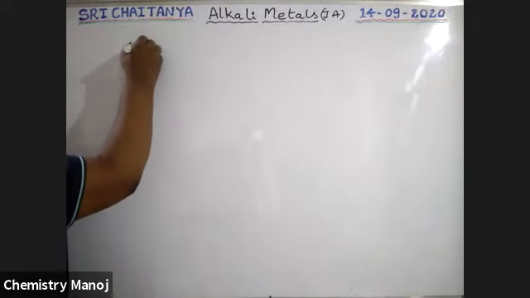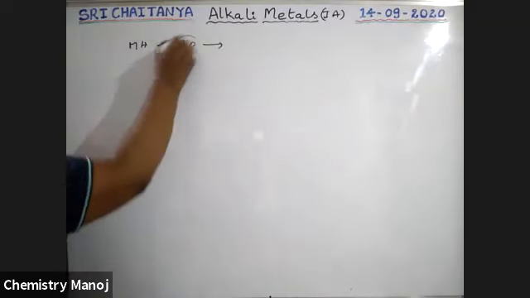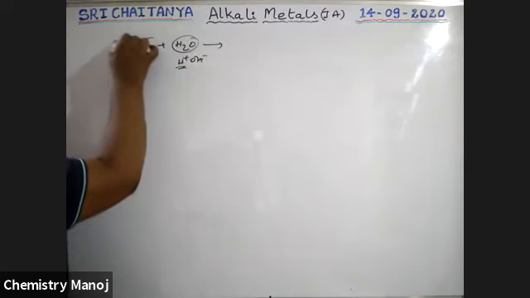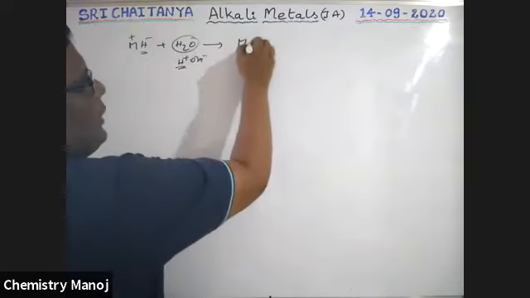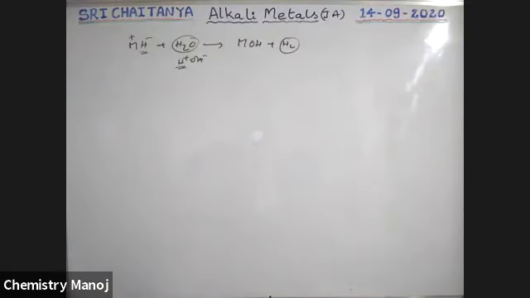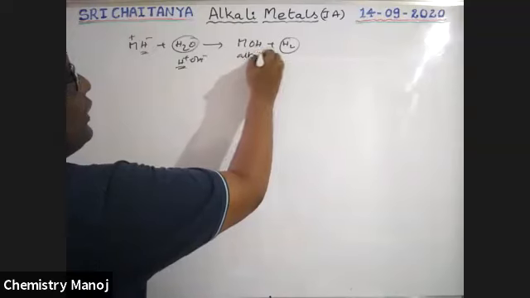Next, when these hydrides react with water, chemical reactions. When a metal hydride reacts with water, water means H plus and OH minus. This H plus and OH minus combination gives metal hydroxide and hydrogen gas. Hydrogen gas is liberated, boys. That means alkali is the product, and we already completed this concept.